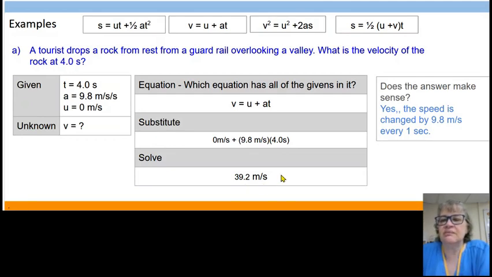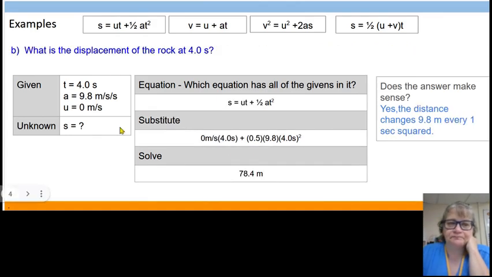Okay. Does the answer make sense? Yes. The speed changes by 9.8 meters per second every 1 second, right? So if we take 4 times that, we get how far did it go? How far did gravity pull it for 4 seconds? Okay. What is the displacement of the rock at 4 seconds?